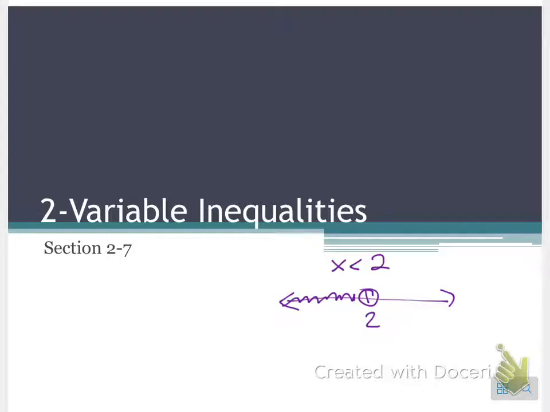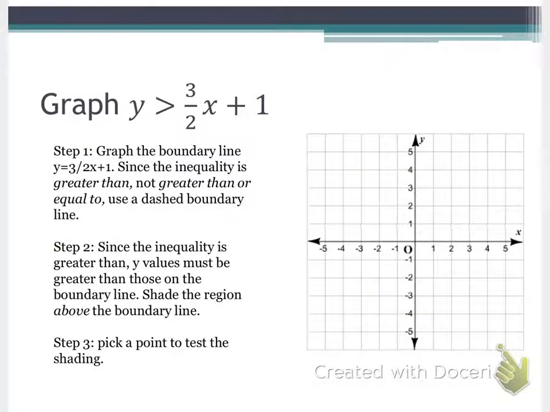Okay, so whenever we're graphing our inequalities of two variables, that means we are given a line like y equals mx plus b. So on this next page, you can see y is greater than 3/2 x plus 1. So we're doing more than just that number line. We're doing it on a coordinate plane, our x and our y axis. So we're going to take it step by step. First, step 1 right here tells us to graph the boundary line y equals 3/2 x plus 1.